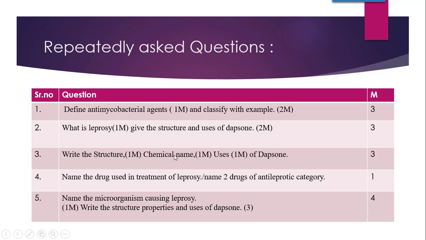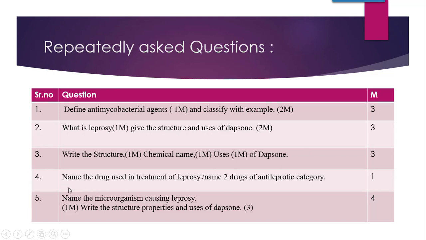So again since 3 things they have asked, it is for 3 marks. Structure is for 1 mark, IUPAC name is for 1 mark, and uses for 1 mark. So it comprises 3 marks. So again you will see a repeatedly asked question on Dapsone only, not a single question other than Dapsone. Only the thing is that they have asked in some different ways. Here they have asked a straightforward question, structure, chemical name and uses of Dapsone. Here also they have asked a straightforward question, structure and uses of Dapsone.